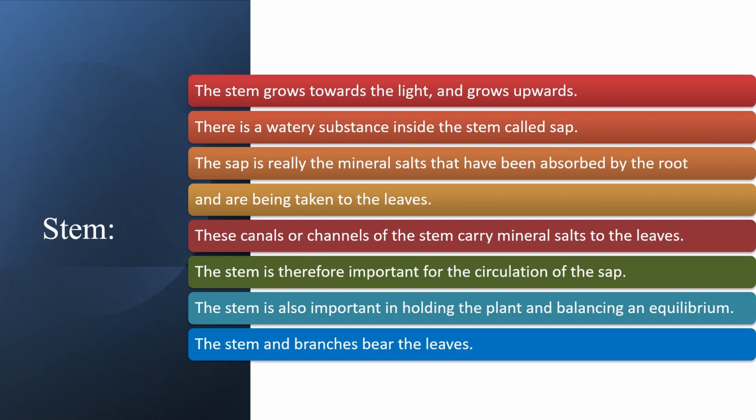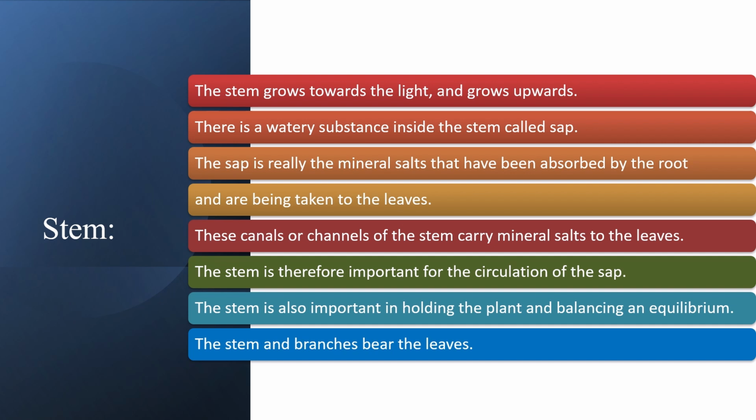Let's look at stem now. The stem grows towards the light and grows upwards. There is a watery substance inside the stem called sap. The sap is really the mineral salts that have been absorbed by the root and are being taken to the leaves. These canals or channels of the stem carry mineral salts to the leaves. The stem is therefore important for the circulation of the sap.